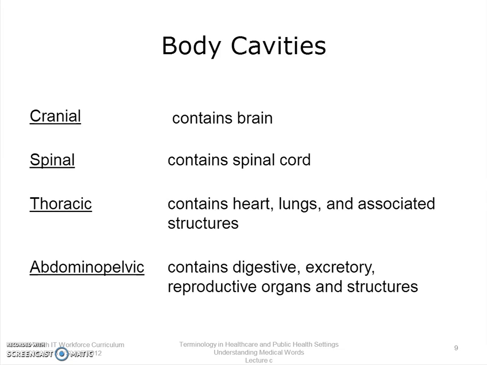There are four major body cavities. A cavity is a hollow space that is surrounded by bones or muscles that support and protect the organs and structures within the cavity. The four body cavities are the cranial cavity, which contains the brain, the spinal cavity, which contains the spinal cord, the thoracic cavity, which contains the heart, lungs, and associated structures, and the abdominopelvic cavity, which contains digestive, excretory, and reproductive organs and structures.